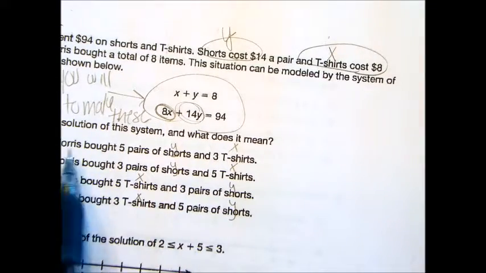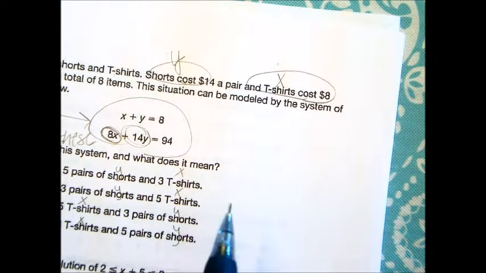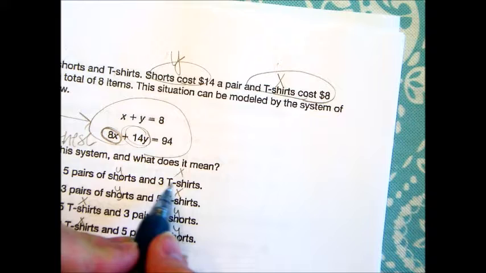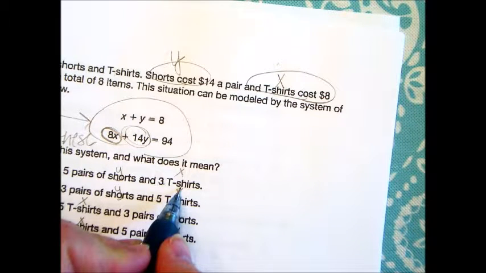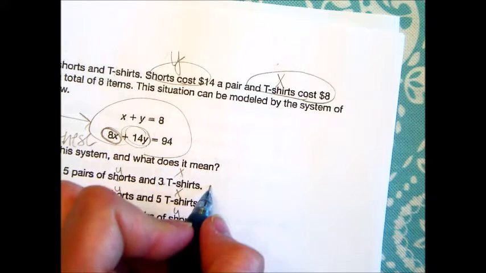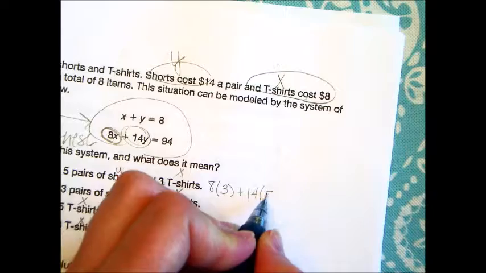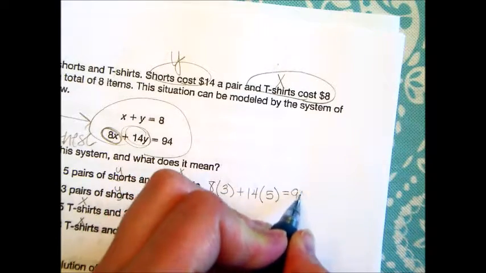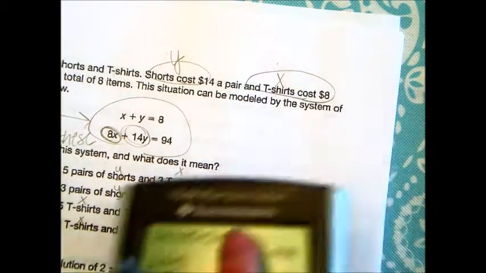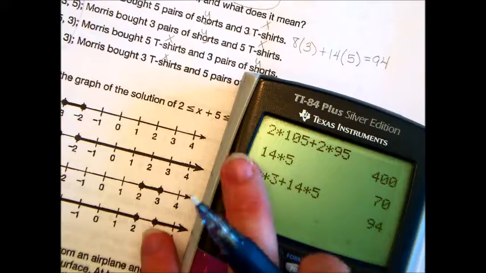All right. Let's see if letter A is true. It is true, by the way. So does 3 really represent t-shirts? Well, that means it would go in for x. Well, let's try. So 3 goes in for x. We're going to do 8 times 3 plus 14 times 5. Does that equal 94? 8 times 3 plus 14 times 5. There you go. That is true.